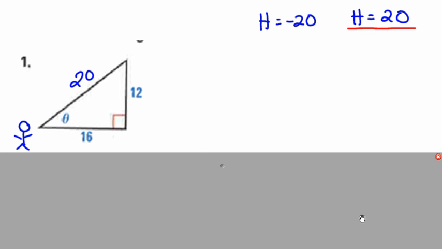The sine is defined as the opposite divided by the hypotenuse. So the sine of theta is equal to 12 over 20. Now we know that 12 and 20 have a common factor that we can divide out of 4, which would simplify to 3/5.